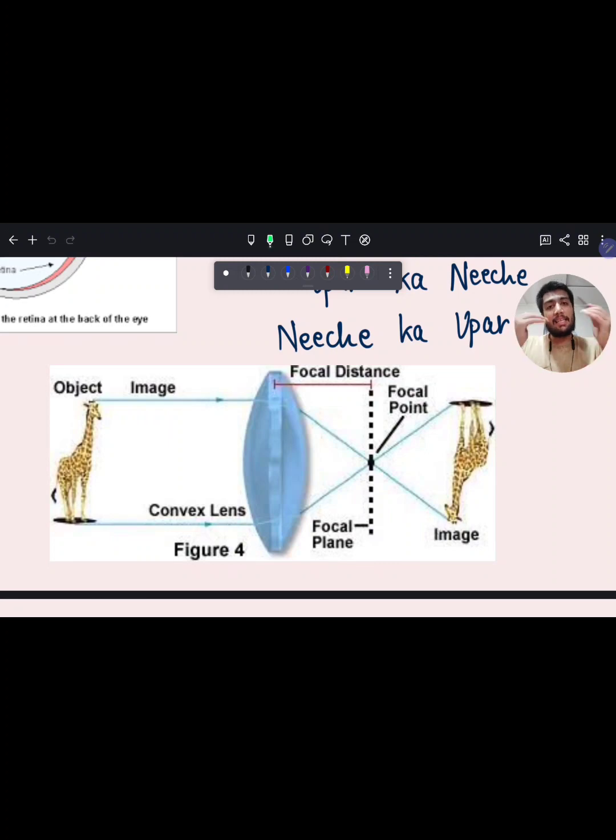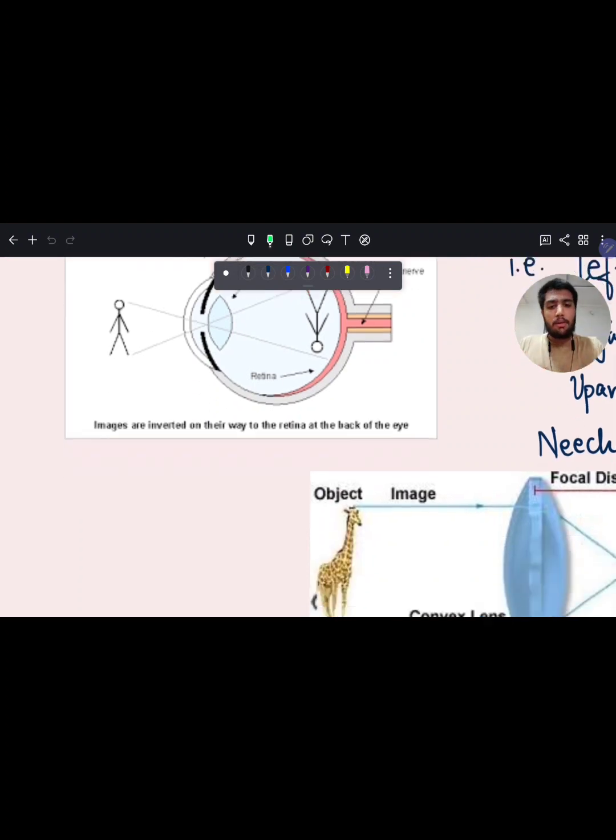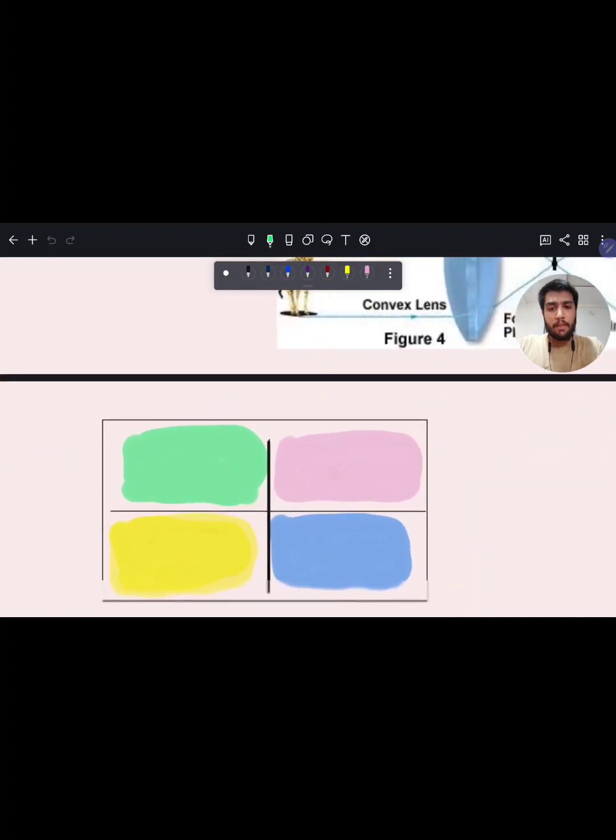So basically नीचे का ऊपर हो गया है, ऊपर का नीचे हो गया है, left का right हो गया है, right का left हो गया है, just like our life. But that is how the image is formed on retina. So talking in a very Gen Z lingo, the image that is formed on retina is gonna be inverted and flipped. It is going to be inverted and flipped. All right.